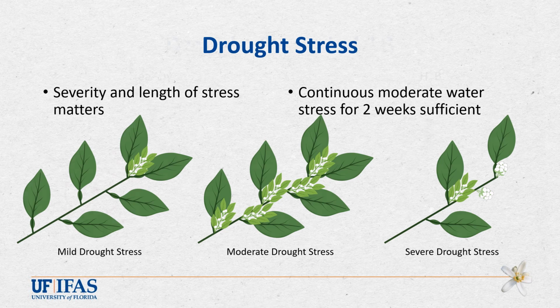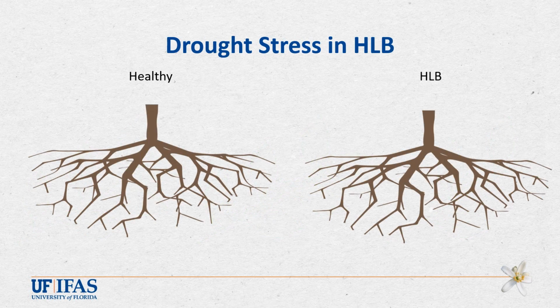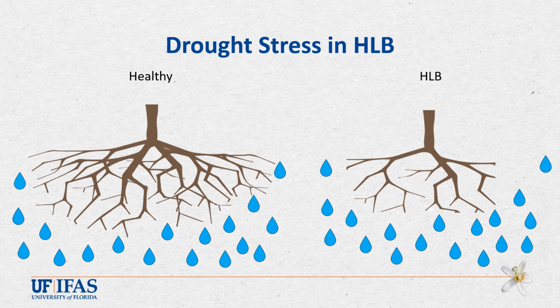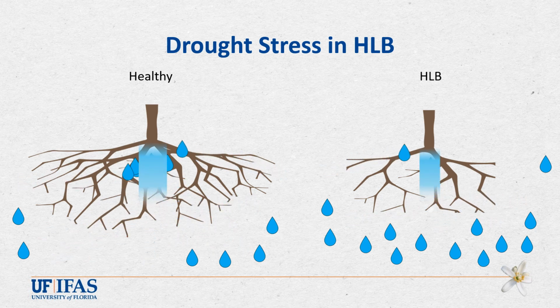Let's take a minute to look at the possibility of using drought stress as a means of controlling flowering in the era of Huanglongbing, or HLB. One of the symptoms of HLB is significant root dieback. As a result, HLB-affected trees have smaller root systems than their healthy counterparts. When watered with the same amount of water, the HLB-affected trees' root systems will not be able to take up as much water as a healthy tree. This limited uptake capacity makes HLB-affected trees more susceptible to drought stress.